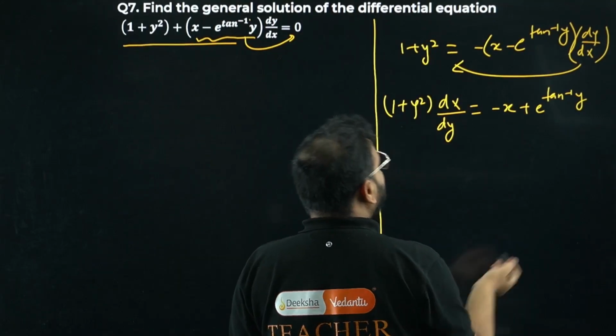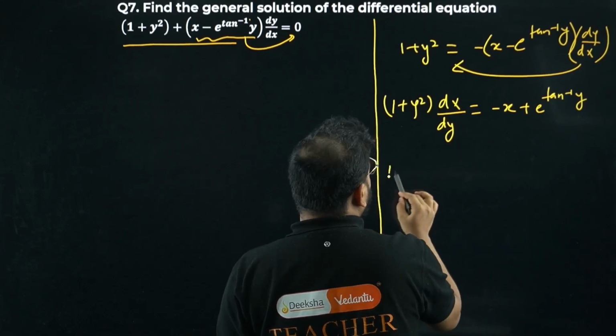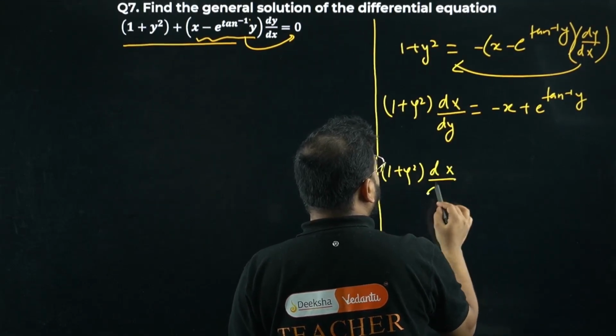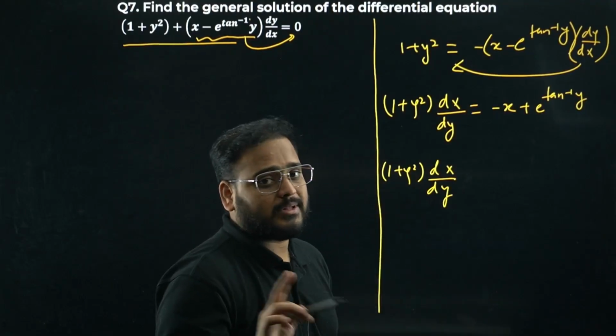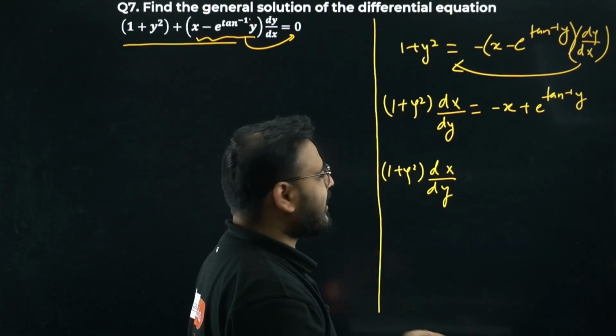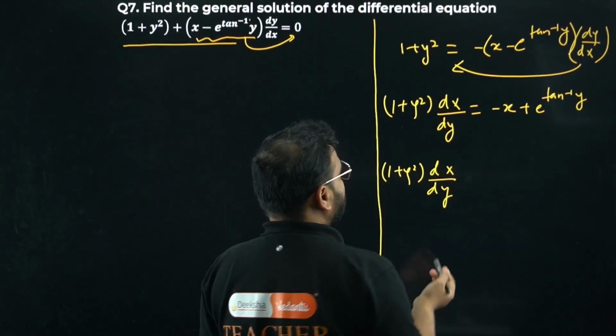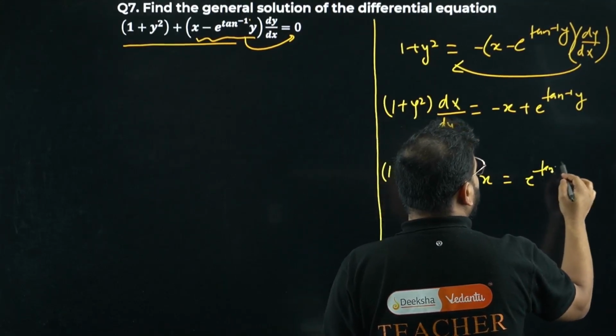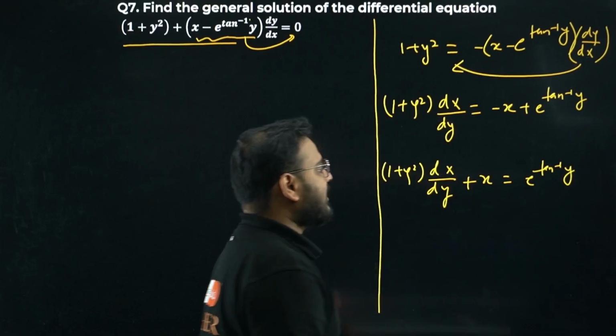So let's put it in this form: 1 plus y square dx by dy plus x equals e power tan inverse of y. Don't make a mistake trying the variable separable method, bacha. This will not work like that, it will be very complicated this way. This will be easier. Check this out.